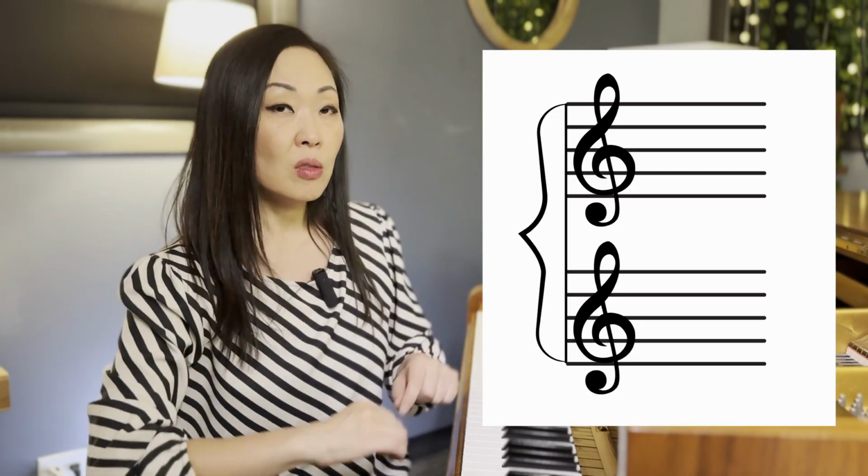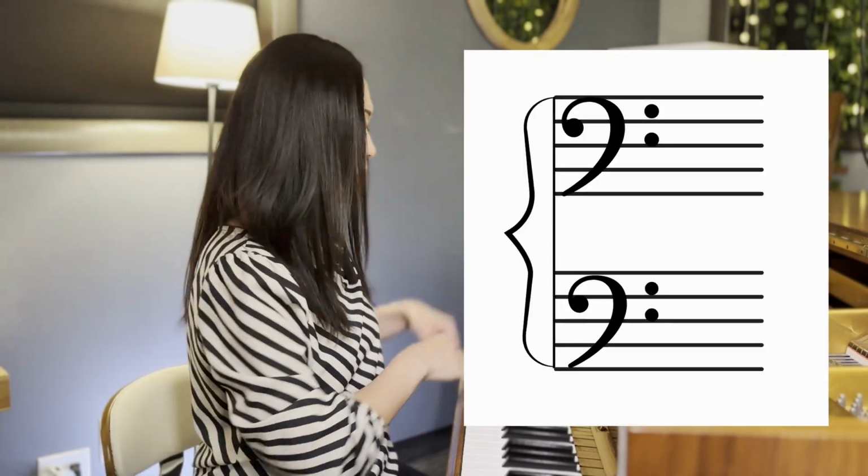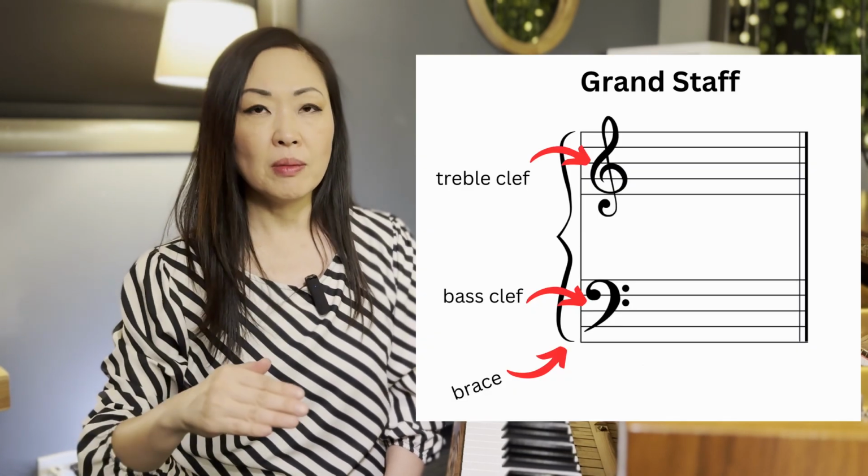I just want to say that it's not always like that. Sometimes we have 2 treble clefs, which means both of your hands are going to be playing higher notes. And you can also have 2 bass clefs, which means both of your hands are going to be playing the lower notes. But normally, you have treble clef on top and bass clef on the bottom.